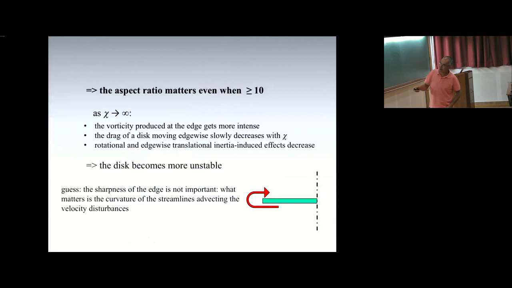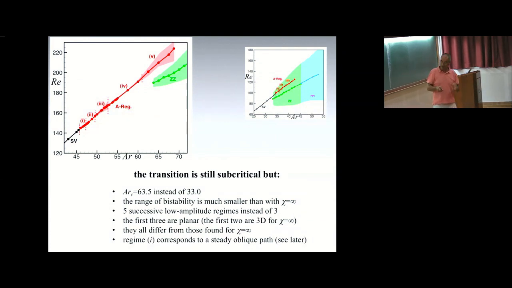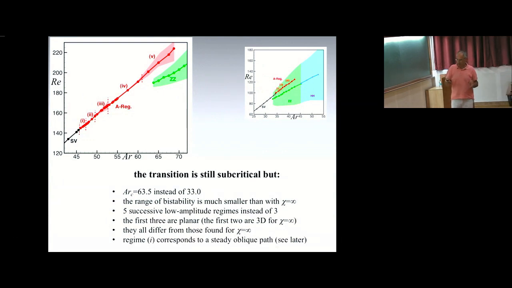And what is also very different is the succession of small amplitude regimes we got in this case. Actually, we got 5 instead of 3. And the first 3, actually, in this case, they are planar, whereas the first 2 here, they were 3D. Then the first regime here is a stationary regime. I will comment on it a little bit later. It corresponds to a steady oblique path like this. So it's a stationary regime, whereas in that case, all these regimes were time-dependent. So clearly, the two pictures are totally different.